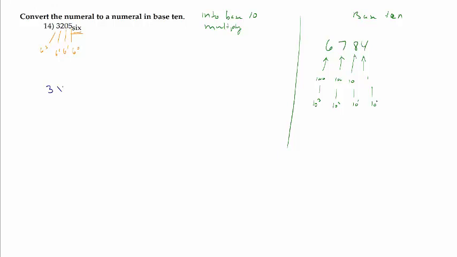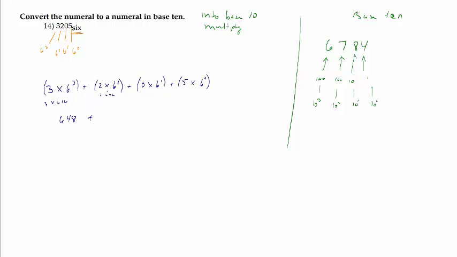So now I have 3 times 6 to the third plus, and then we have 2 times 6 squared plus 0 times 6 to the first plus 5 times 6 to the 0. I need to multiply out each one of these and then add them together. So this first one here, I would use 6 to the third power first. So we're going to get 3 times 216. So I'm going to get 648 plus, and then 2 times 72.